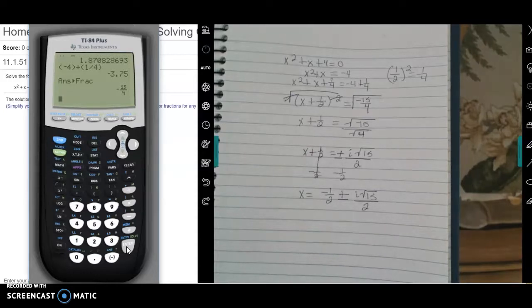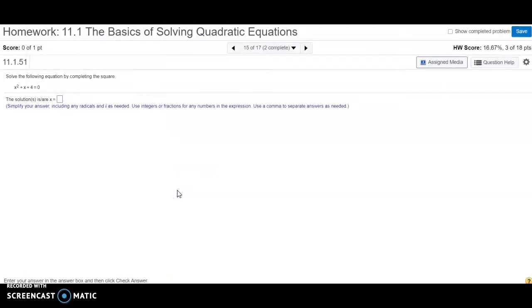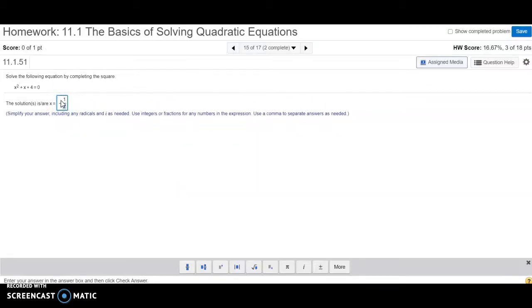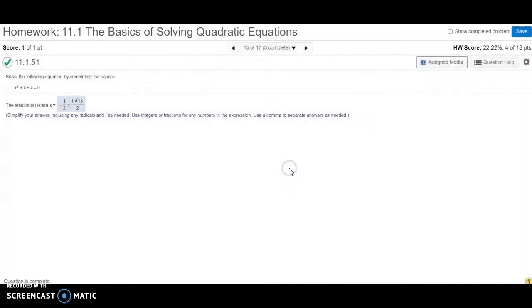And that represents your two answers. You have negative 1/2 plus i square root of 15 over 2, negative 1/2 minus i square root of 15 over 2. So negative 1/2 plus or minus i square root of 15 over 2. And that's how you use completing the square. That's how you use the square root property.